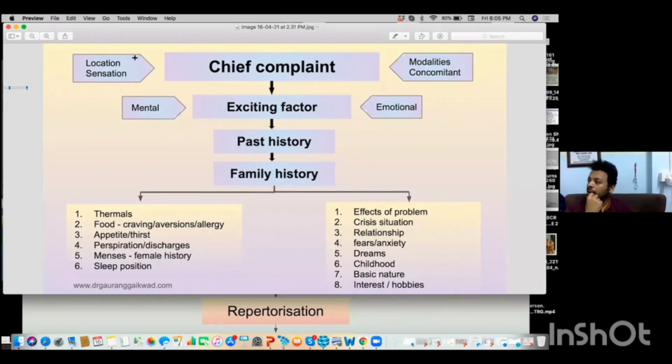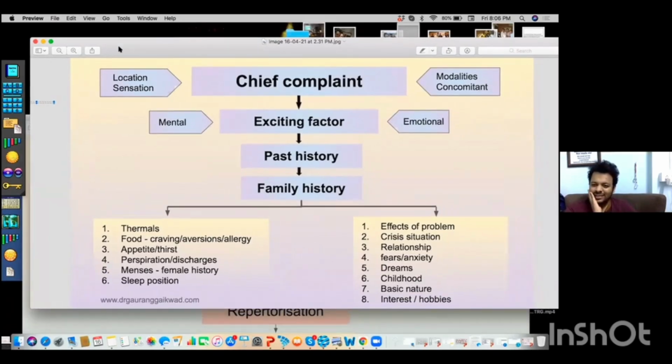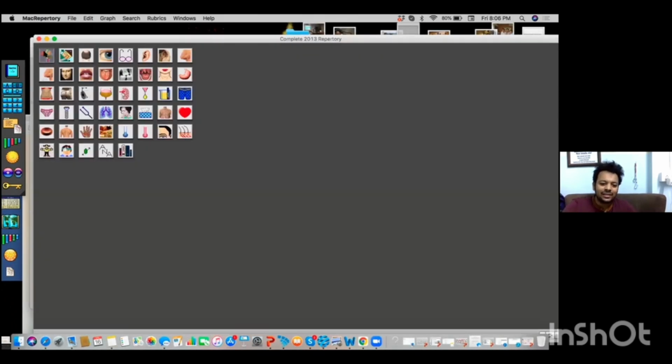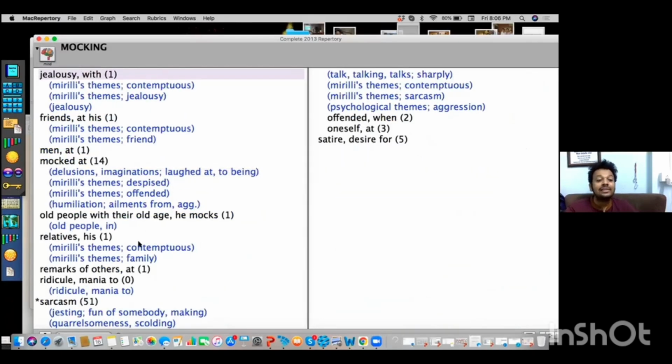Today I did one case, again of COVID. One of the questions was, can you tell me about your basic nature? He said, pata nahi, she's very sarcastic, always sarcastic. Very sarcastic. Interesting, no? Sarcasm.